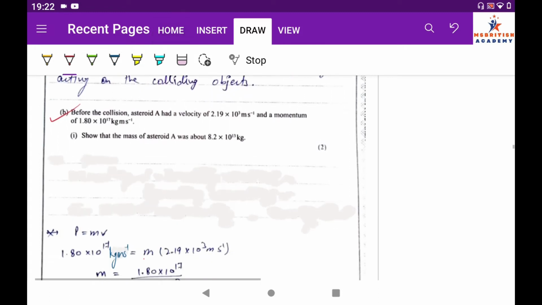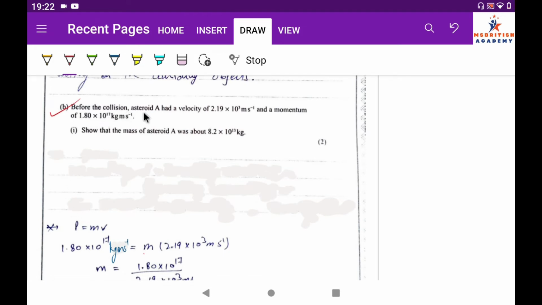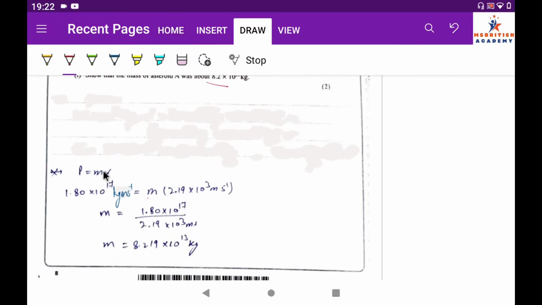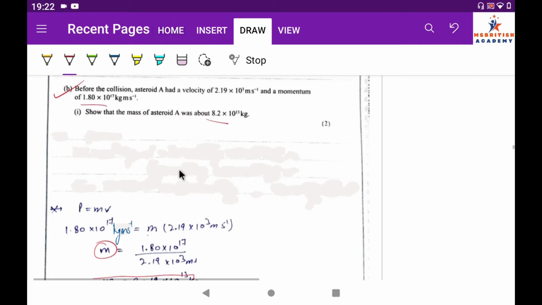See B question. Before collision, asteroid A has a velocity of 2.19 × 10⁻³ meters per second and momentum is given to us. Show that the mass of asteroid A was about this much. We know the formula of momentum: mass × velocity. Momentum is given as 1.8 × 10⁻²⁷ kg m/s. From here we can calculate mass. After dividing these two quantities, we will get our required mass of asteroid A.